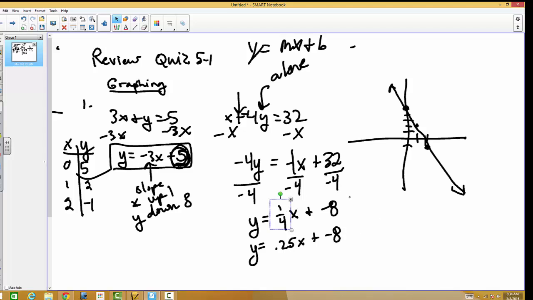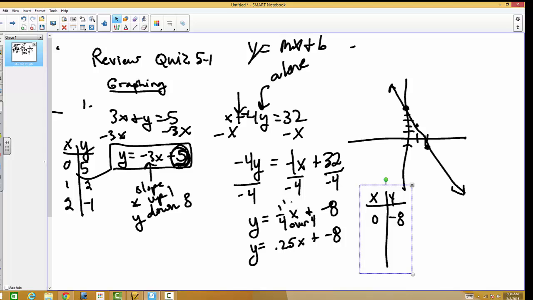This 1/4 to me means that in your table, 0 gives negative 8. And then as you go over 4, you go up 1. That's your rise over your run. So if you go to the number 4 in your x, that's your run, then you go up 1. So 4 would give you negative 7.